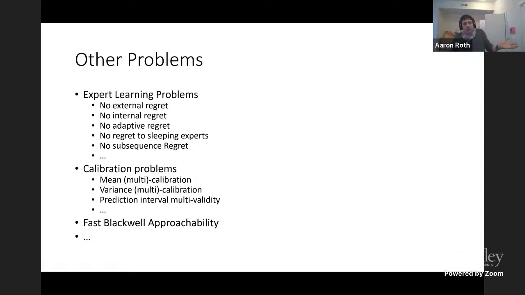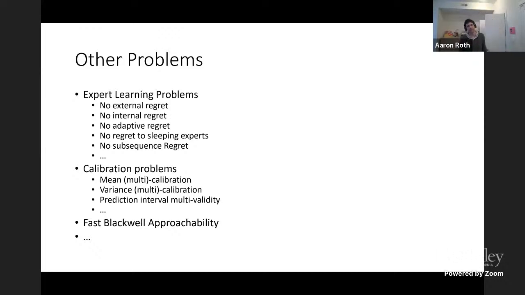And these are just 2 problems. There's lots of problems you can derive, and the solutions to lots of problems you can derive in the framework I'm going to tell you about. So for example, just about any notion of regret for a finite expert problem you've ever heard of: external regret, internal regret, adaptive regret, sleeping experts, subsequence regret. There's more whose names are escaping me. Basically, I haven't encountered one that doesn't fall out of this framework.